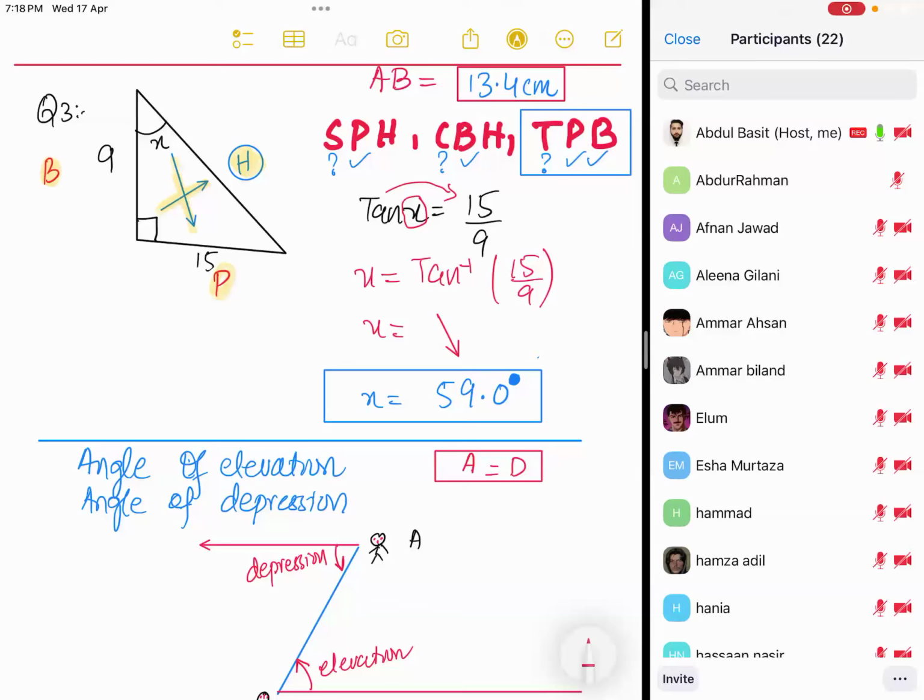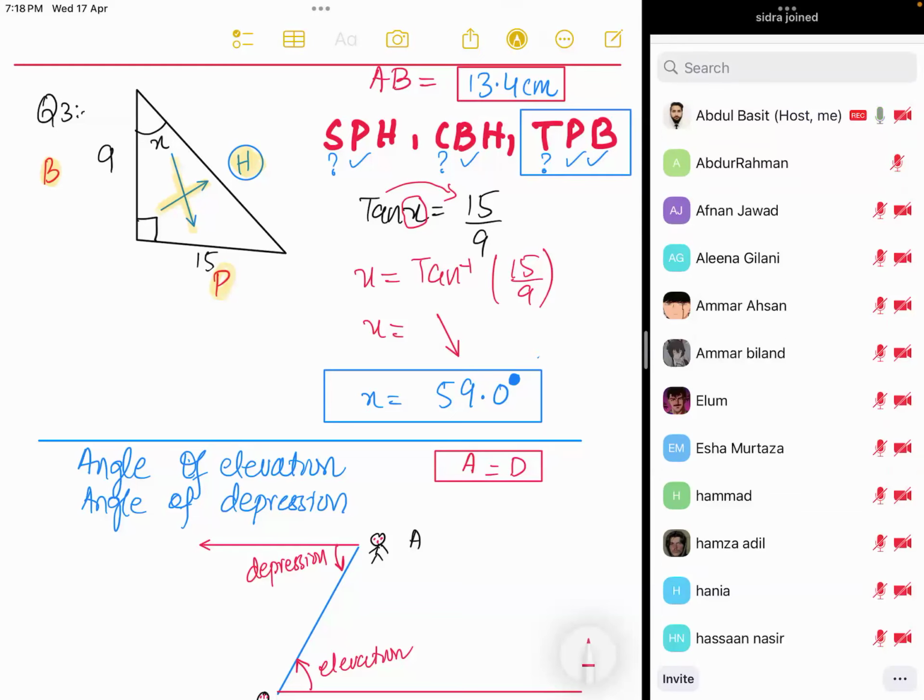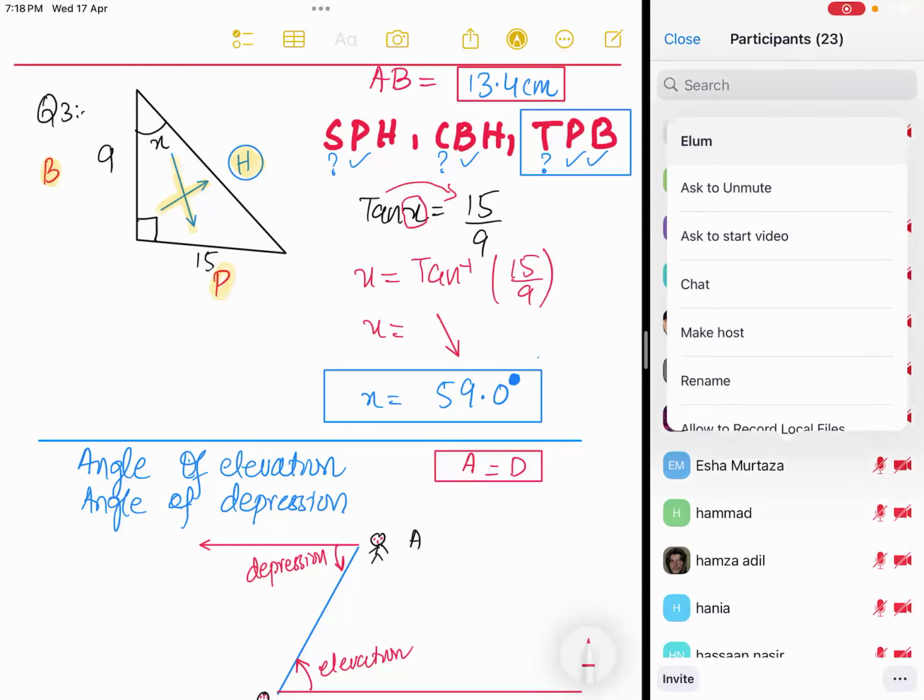59.0 degree is the answer. Got it, everybody? All right.